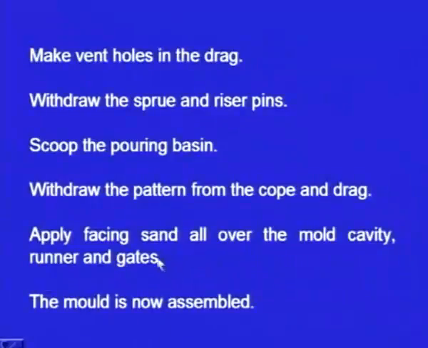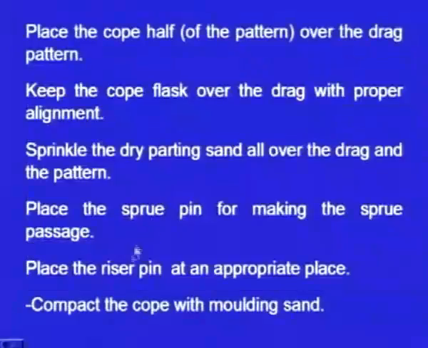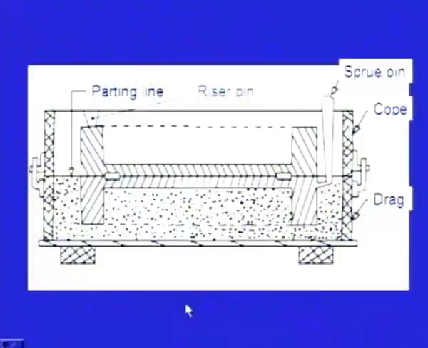Next one, apply facing sand. Before that, compact the cope with molding sand. After placing the sprue pin, after placing the riser pin, then we have to put the molding sand and we have to compact it. And after compaction is over, there will be excess sand. That excess sand has to be removed. There will be a striking rod, a sharp rod. With that we strike it so that the excess sand will be removed.